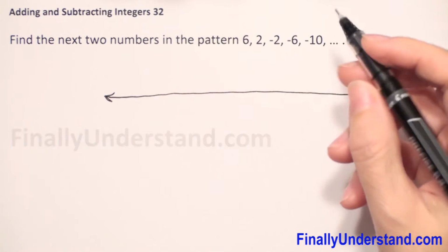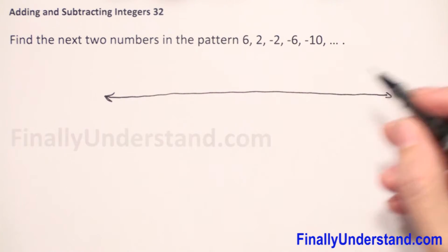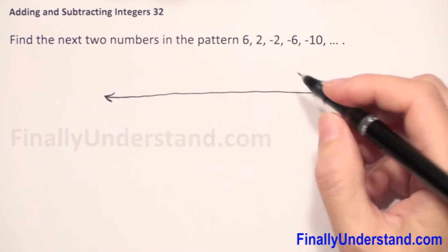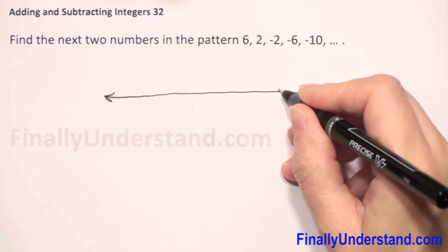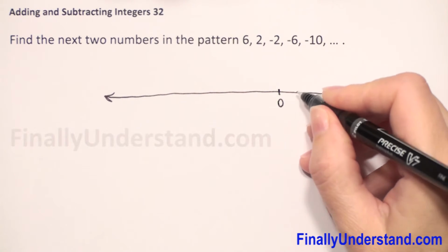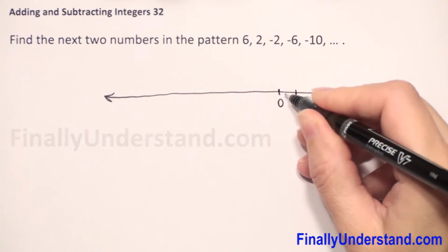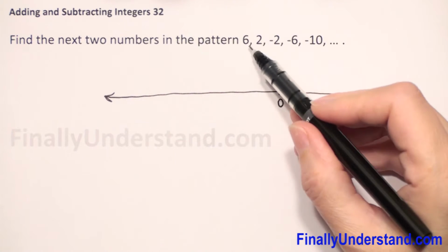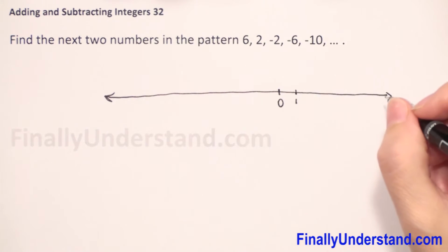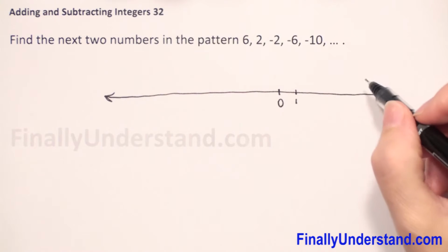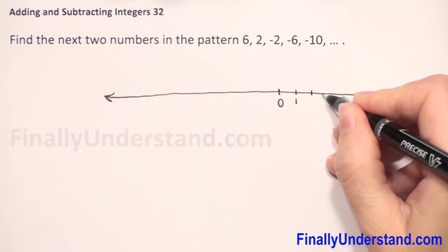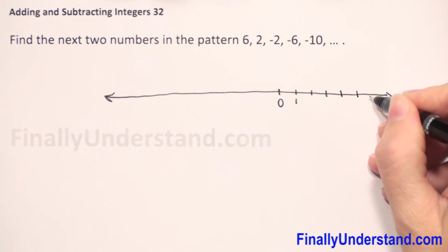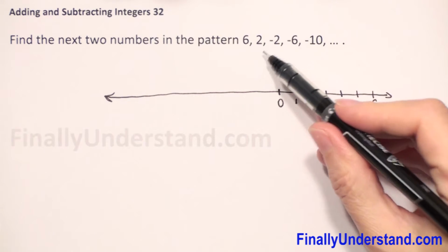We have to choose the unit because we have negative 10, so I will move more to the right side, and also we have 6 positive, so let's put this 0 here. 1, this will be the unit. So first I have to find 6. 6 is a positive number, so it's on the right side of our number line. So 1, 2, 3, 4, 5, 6. We have number 6. Next we have number 2.